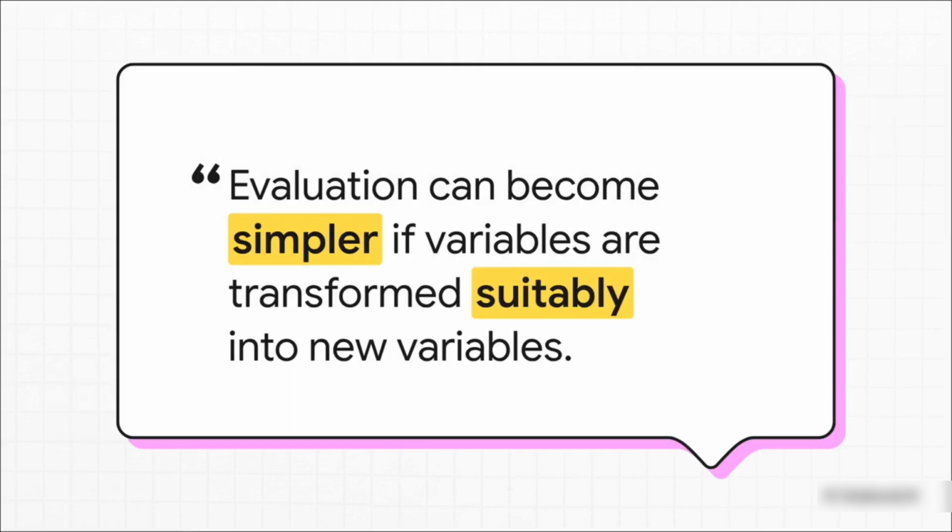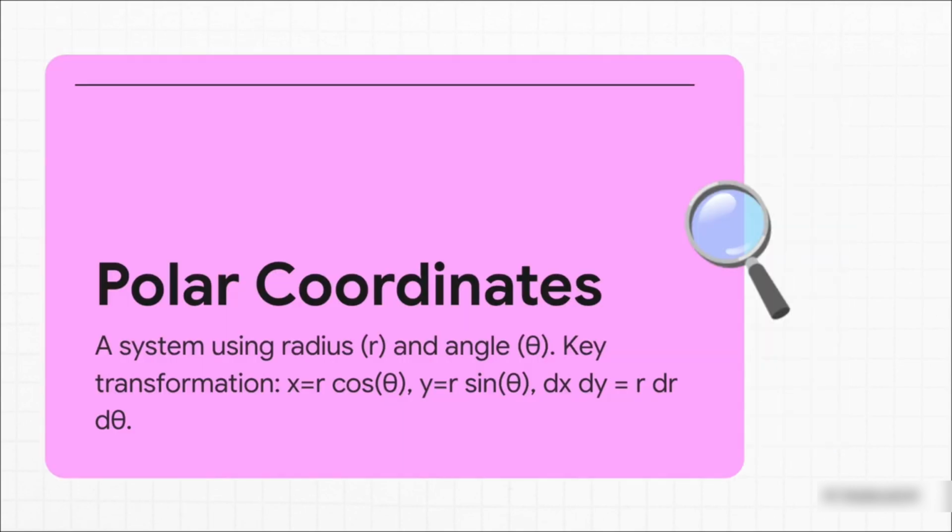And this really gets at a core idea in all of science, right? Don't force a tool that's not working. Find the right one for the job. And that's where polar coordinates come in to save the day. Instead of x and y, we think in terms of a radius, r, and an angle, theta. It's the natural language of anything circular.